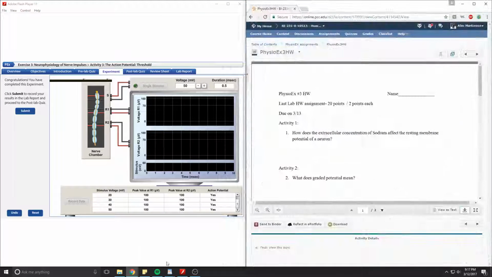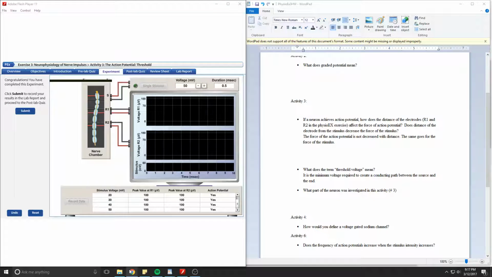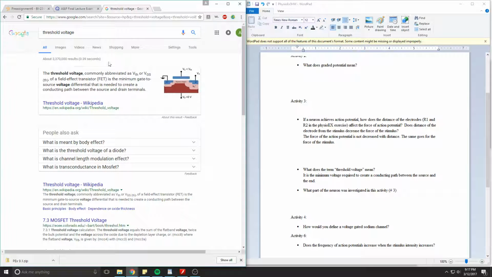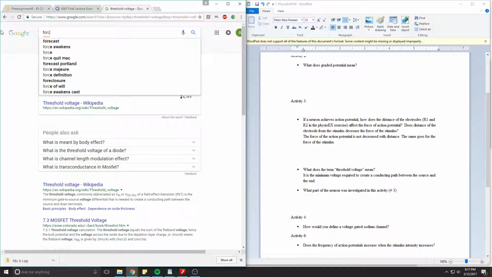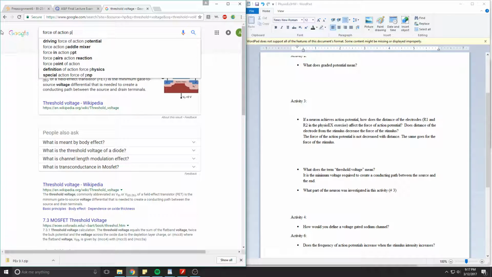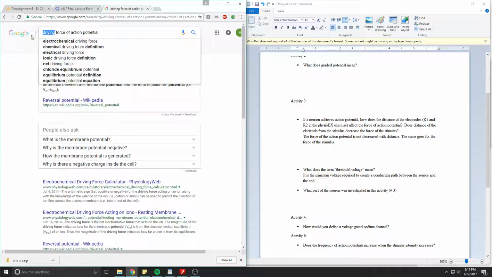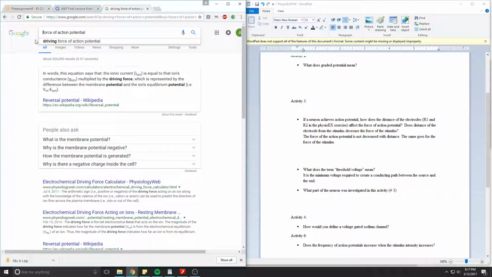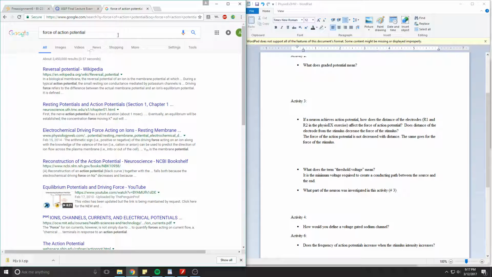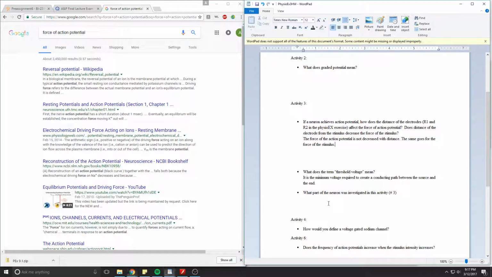Wait. Okay, one second. I'm just going to check something. I'm going to check action potential versus force. Force of action potential. Okay, this isn't going to help us. Anyways, I'm just going to put that as my answer.